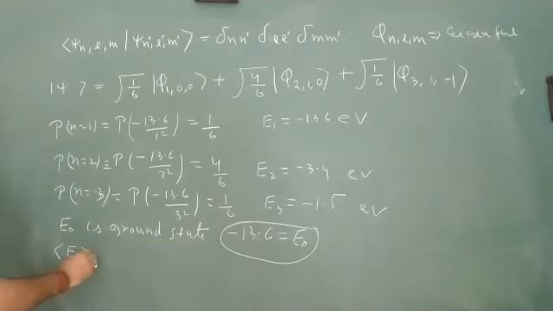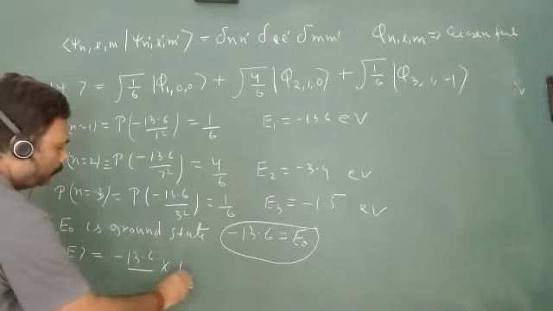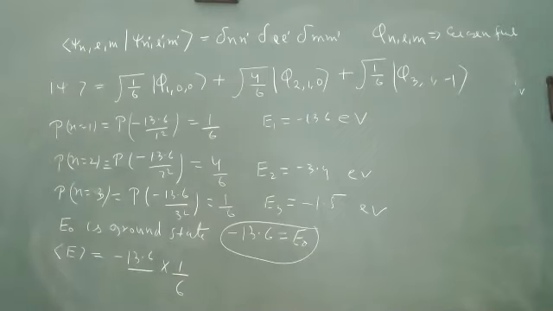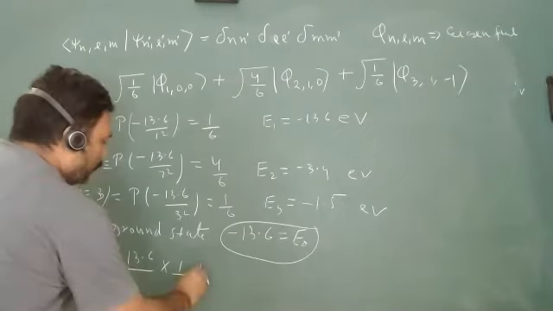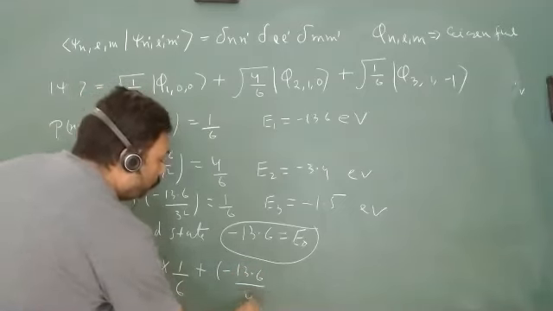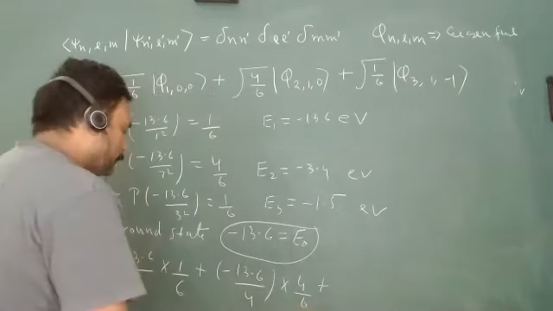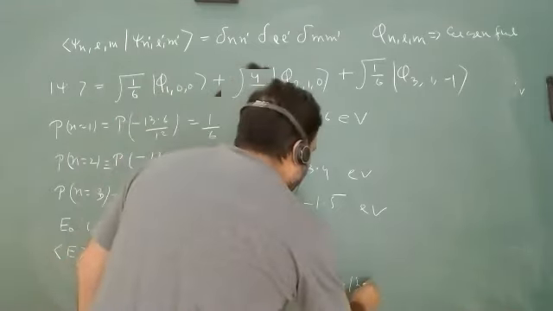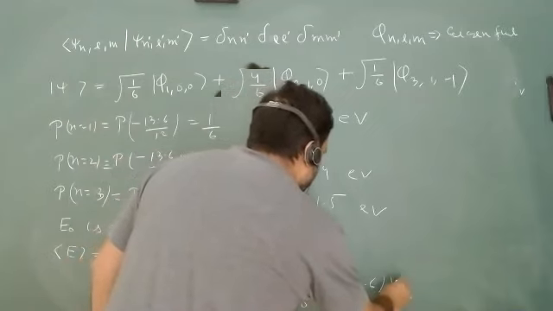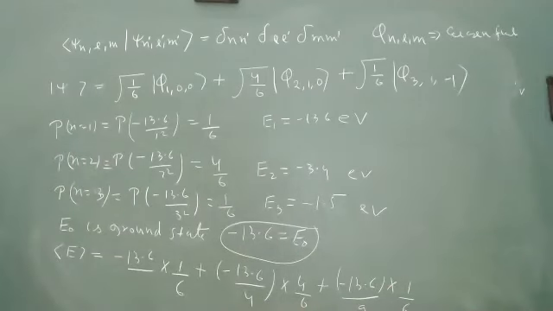So what will happen? The expectation value of E is equal to minus 13.6 into 1 by 6, plus minus 13.6 by 4 into 4 by 6, plus minus 13.6 by 9 into 1 by 6, isn't it? So this is the thing.